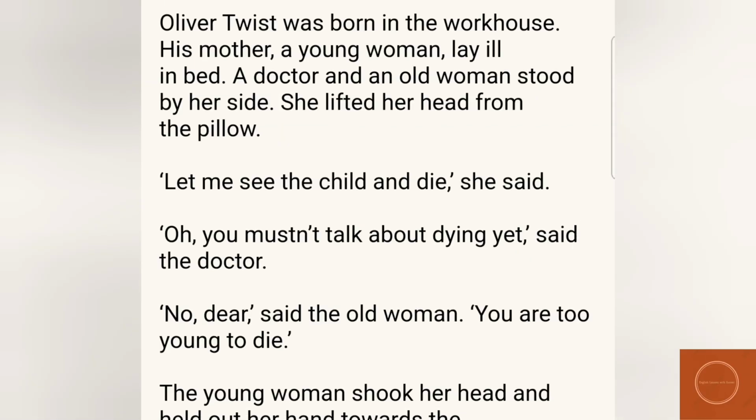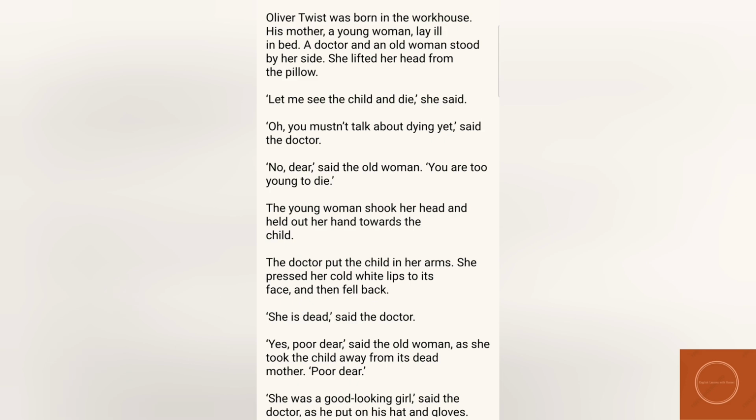His mother was a young woman, lay ill in bed. A doctor and an old woman stood by her side. She lifted her head from the pillow.